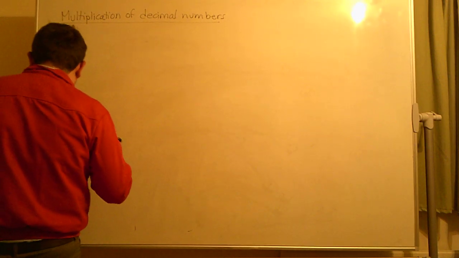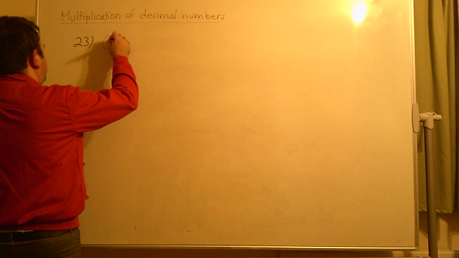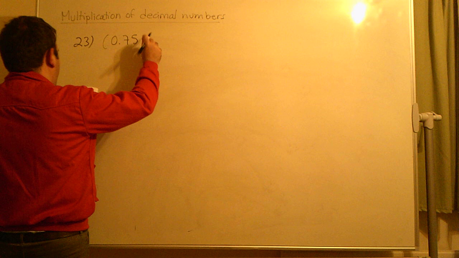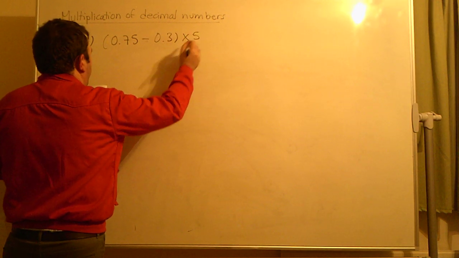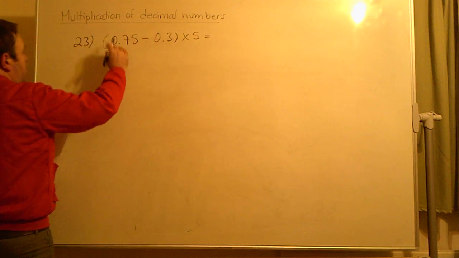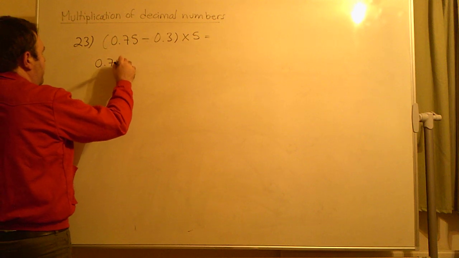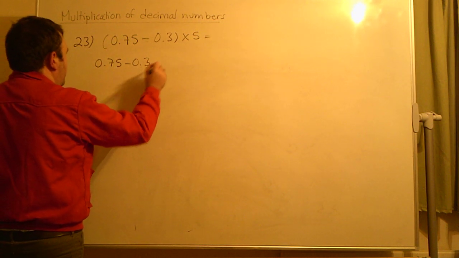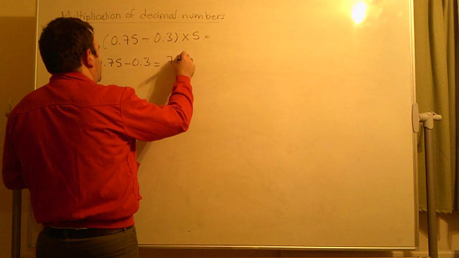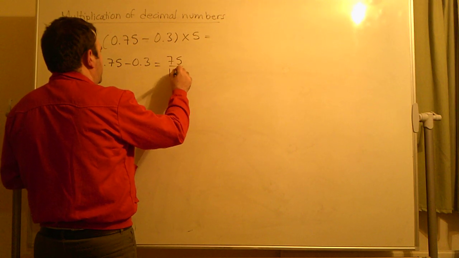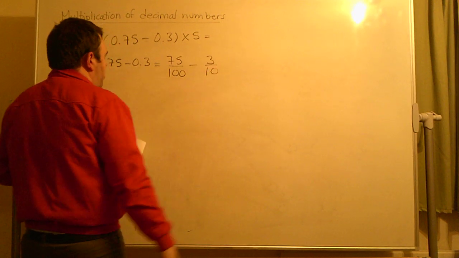So another example, we're going to skip up to example 23, which would be 0.75 minus 0.3 times 5. So we need to sort out first the expression between brackets. So we'll have 0.75 minus 0.3, which would be 75/100 minus 3/10.